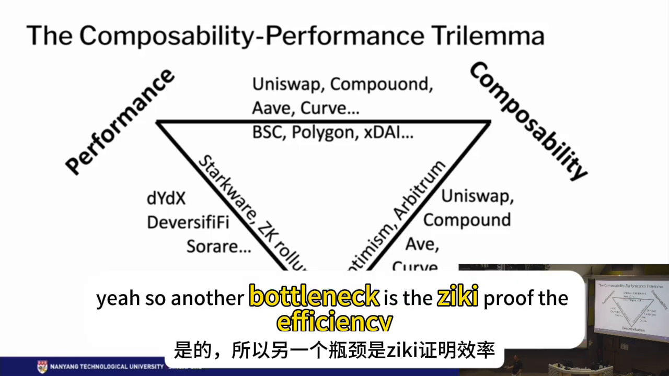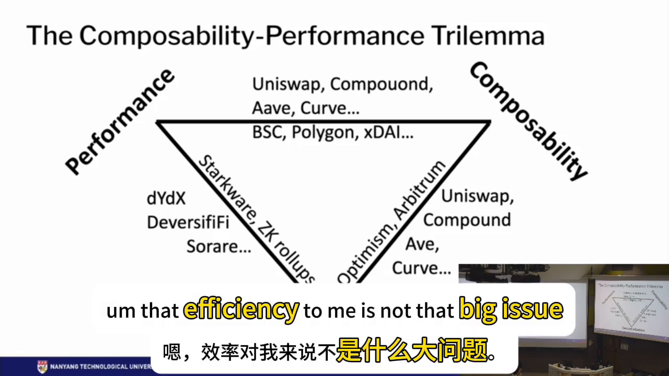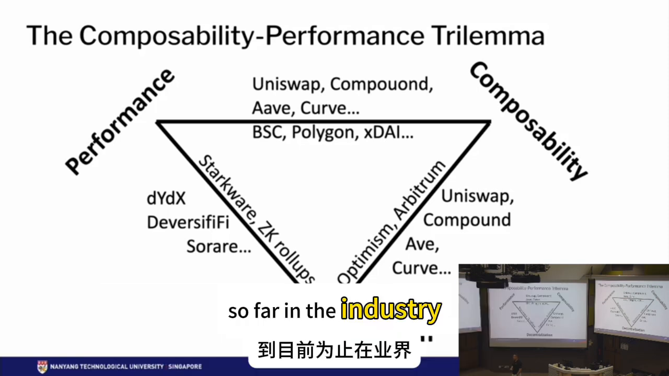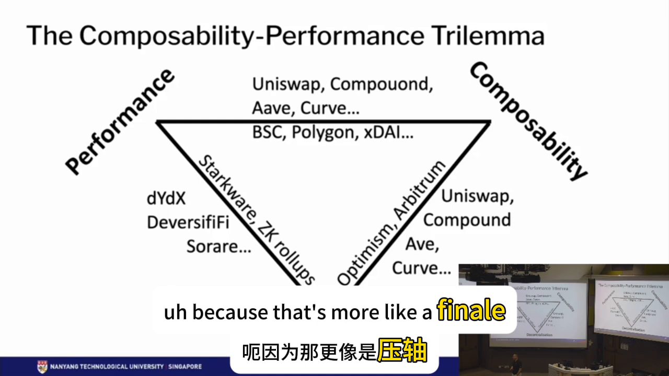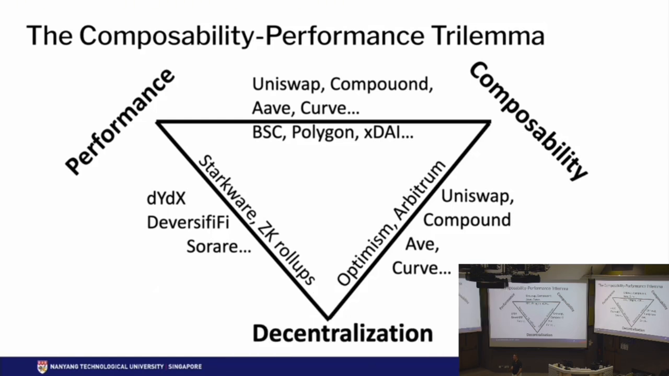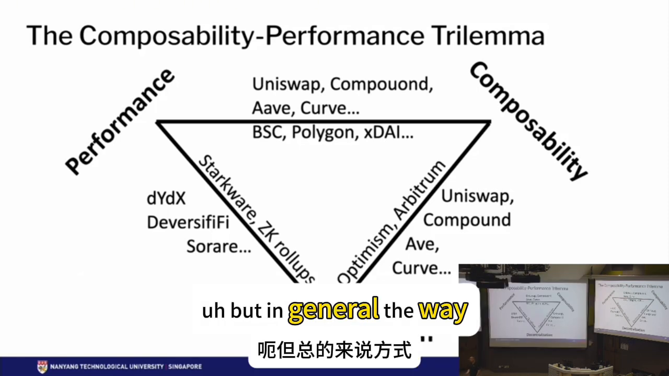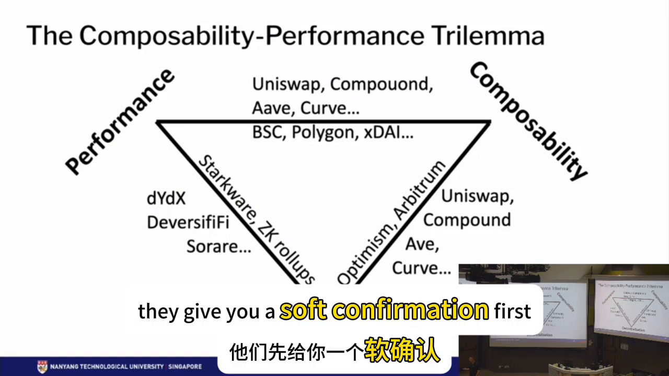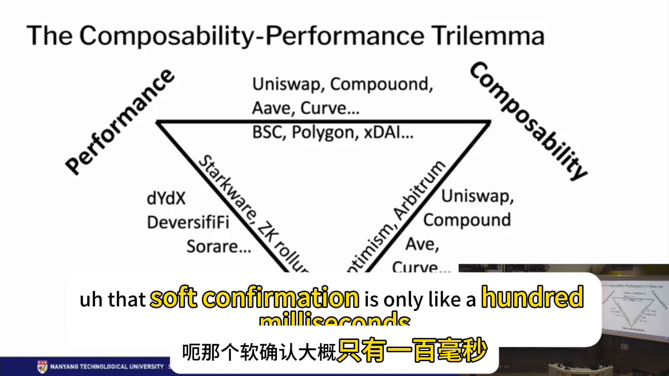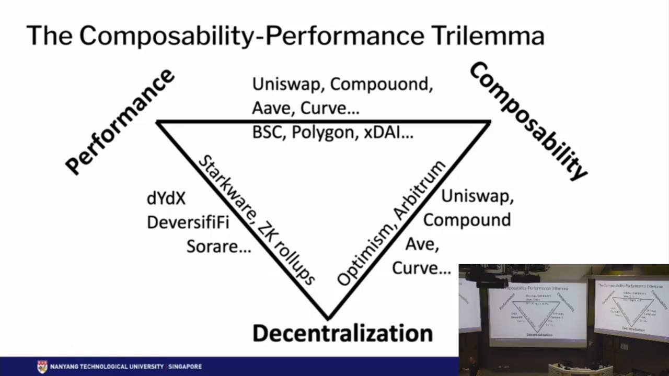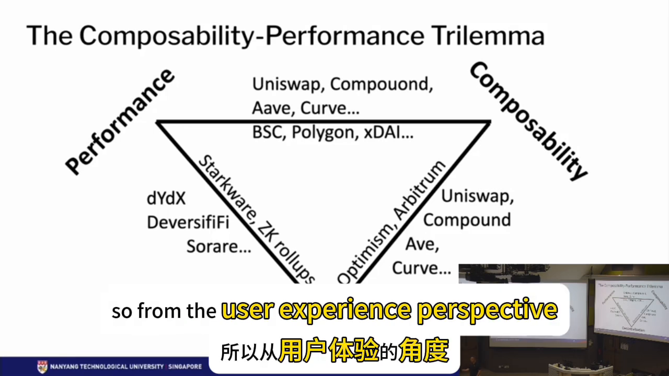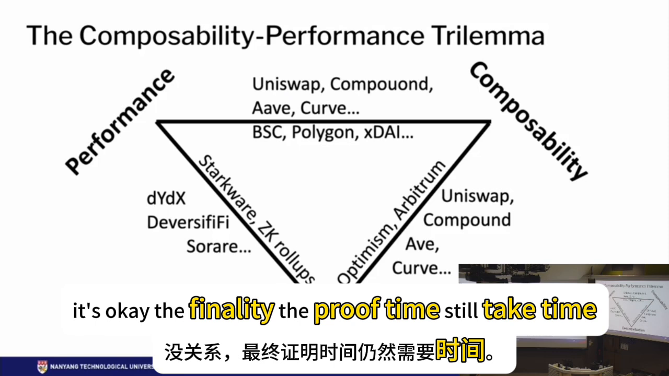Another bottleneck is the ZK proof efficiency. That efficiency to me is not that big an issue so far in the industry because that's more like finality. Yeah, proving time. The proving time is currently about a few seconds. But in general, the way the ZK rollup is doing it is they give you a soft confirmation first. That soft confirmation is only like 100 milliseconds. It's not like a few seconds, right? So from the user experience perspective, it's okay. The finality, the proof, still takes time.